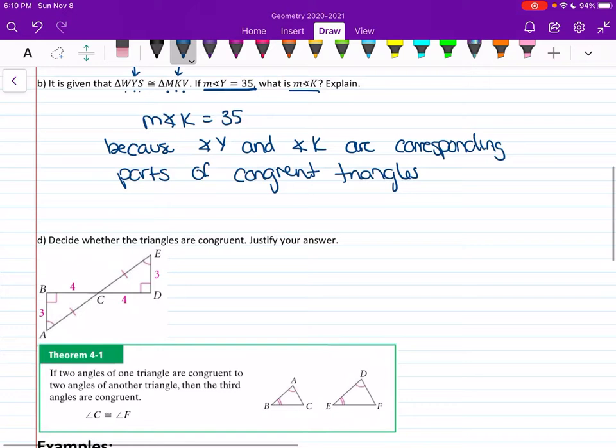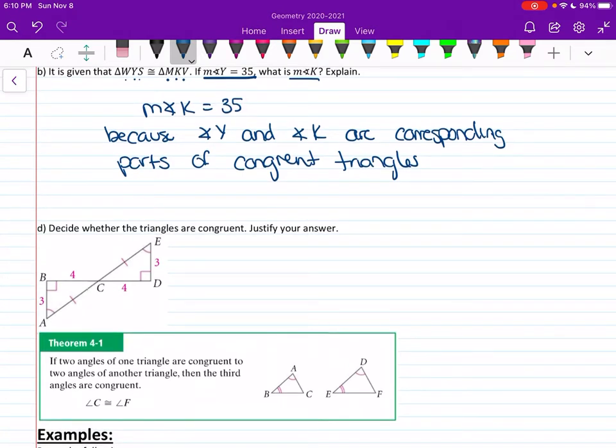All right, next example. Decide whether the triangles are congruent and justify your answer. If I look at these two triangles, remember for triangles to be congruent, I need all of the pieces to be congruent. So let's check my angles. They both have a right angle, check. They both have an angle marked congruent, check. My third angles: well, these angles here are vertical angles. So angle ECD and angle ACB are congruent by vertical angles.